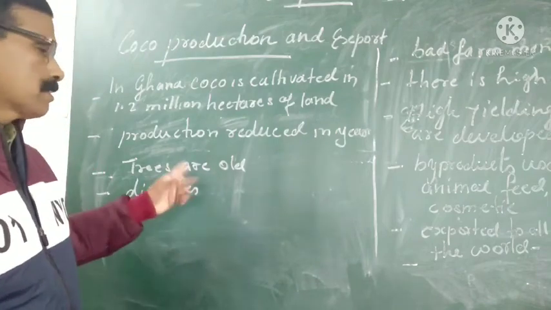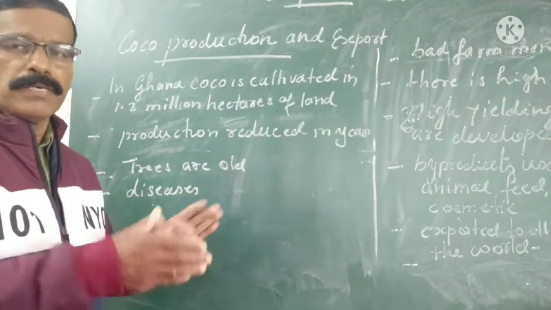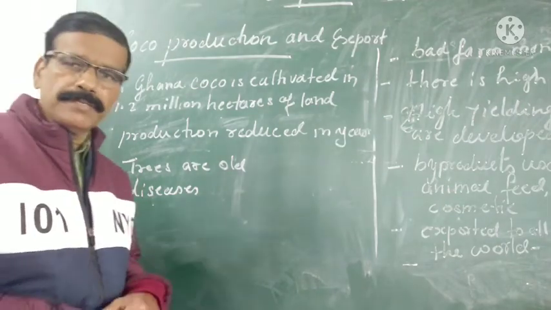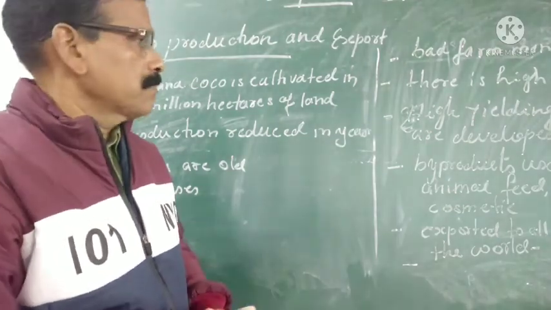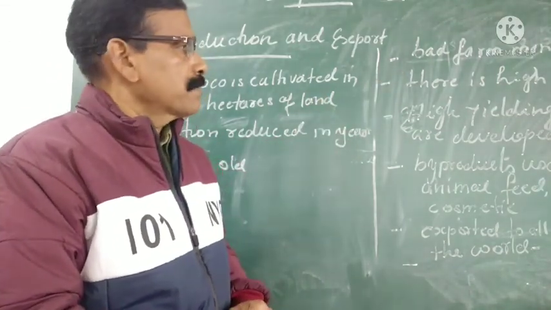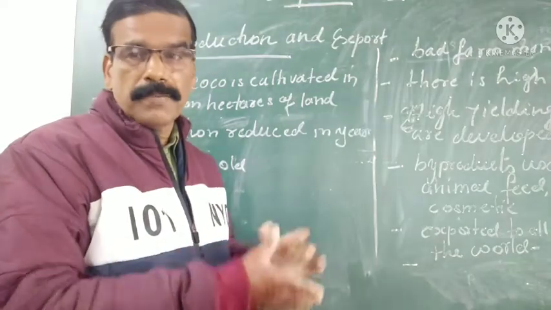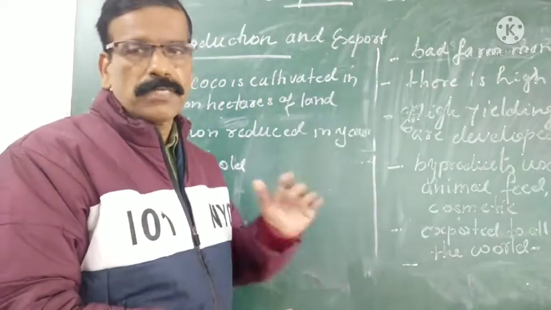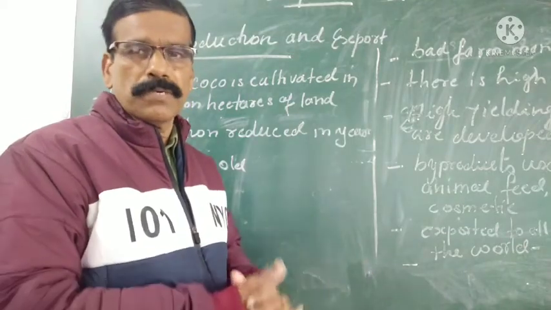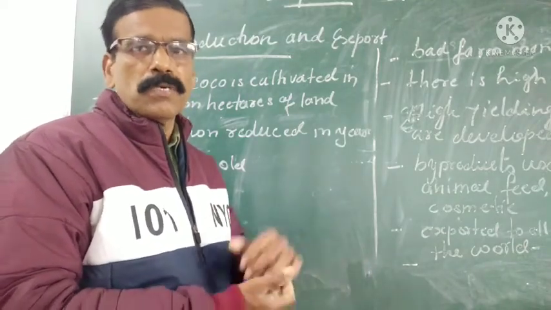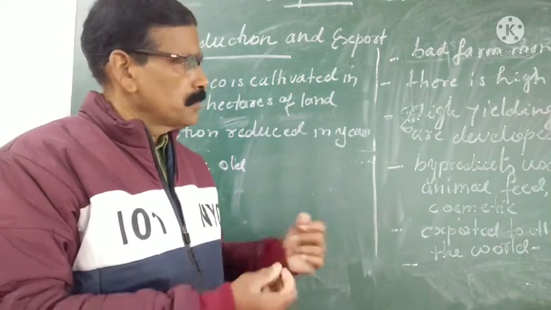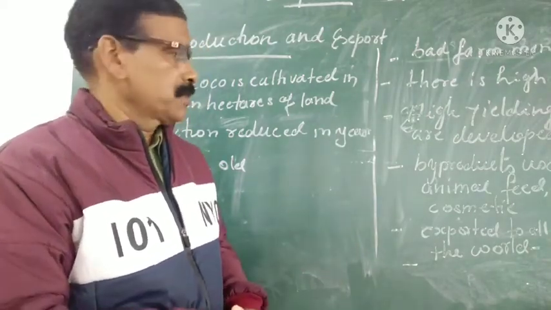The first is that the trees are very old, so that is why the yield is very low. Another point is that many diseases are also affecting the trees. Next is bad management of cocoa cultivation. Despite a great demand from abroad, production is not increasing because they are using old technology to cultivate it. They have to use better technology and methods to increase the yield.